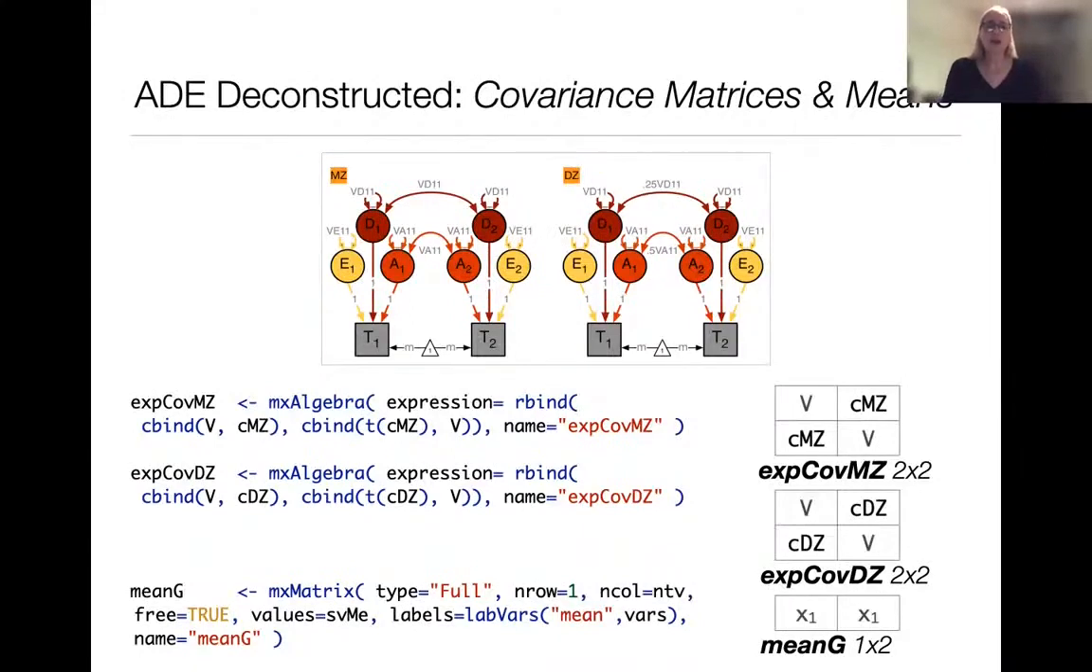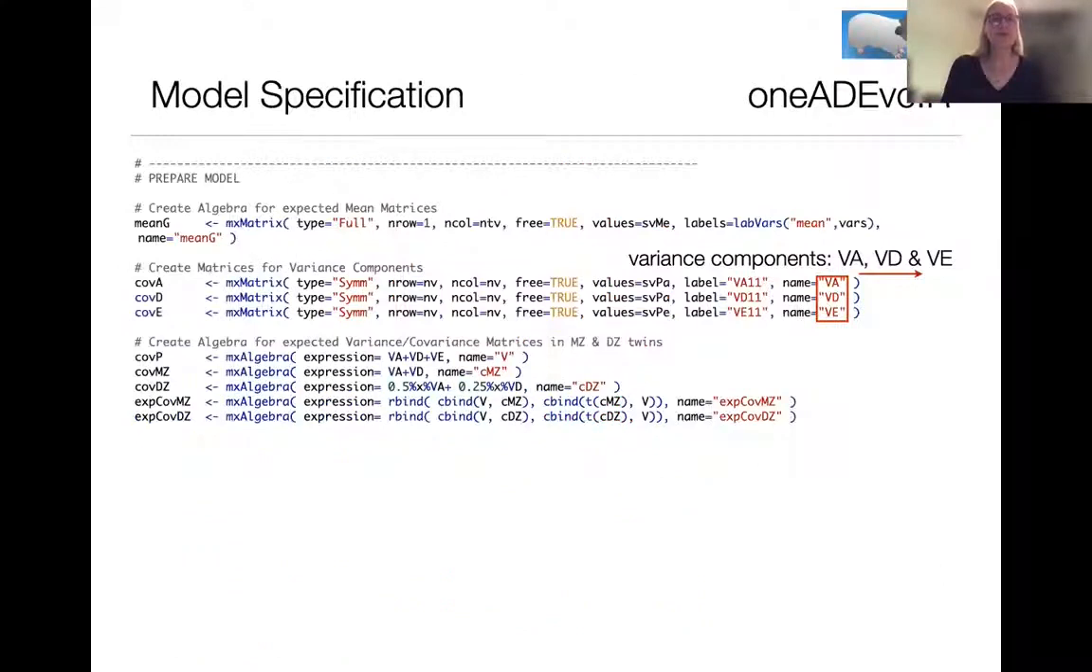So R-bind will concatenate 2 matrices that have the same number of rows, then C-bind will concatenate matrices that have the same number of columns. And I might have just reversed this right now. But basically, C-bind concatenates the top row here, so they have the same number of rows. And then we have a second C-bind for the bottom row. And then we stick those 2 together in an R-bind. I hope that makes more sense now.